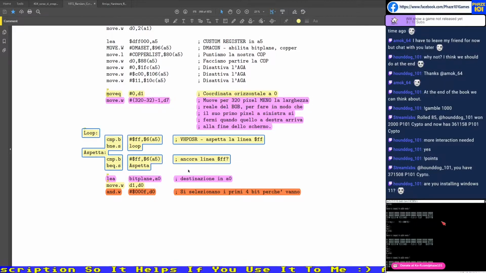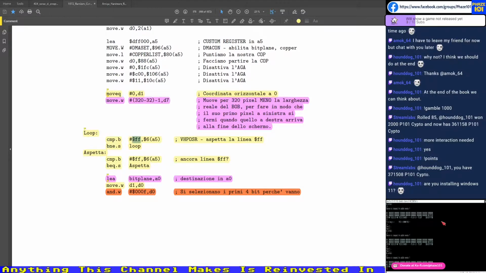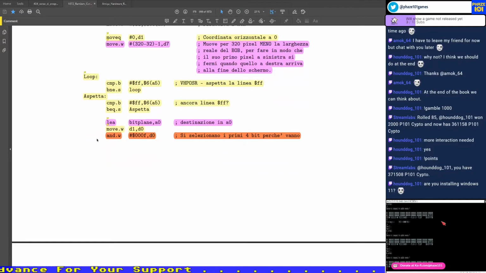We wait for our raster line, which in this case is 255. He is using the old way of waiting for a raster line. I think this was a mistake on his part, because all the examples that he gives use the new method, but here he's using the old method. It doesn't matter, to be honest, for this example, it's still fine. Then we set the destination address.